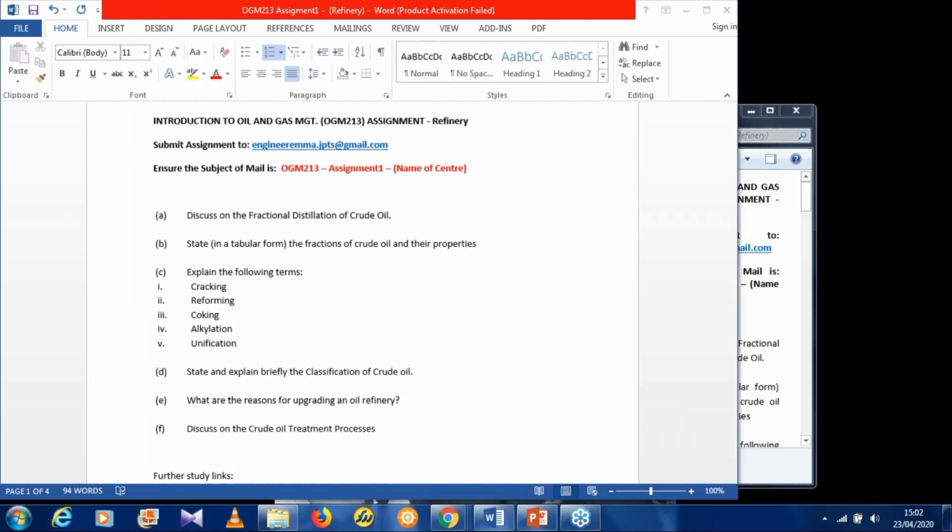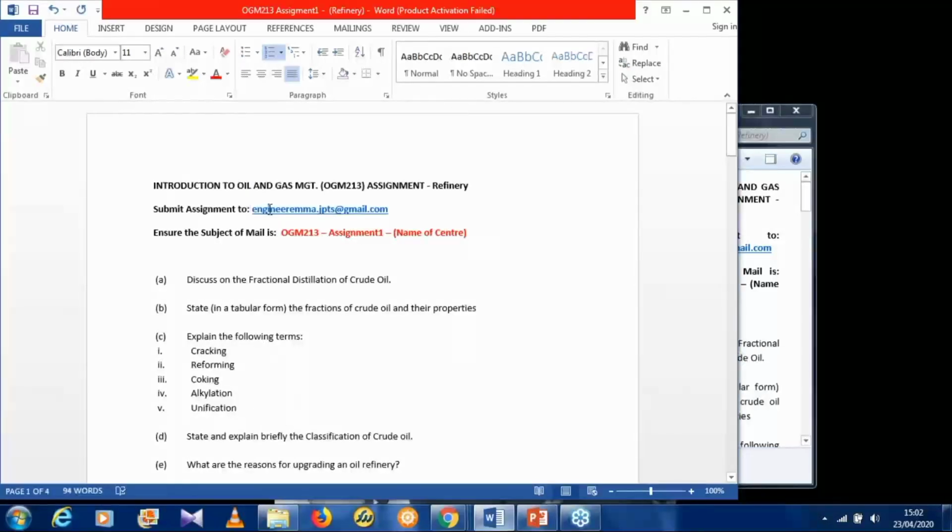Again, this is where you're going to be submitting it to engineering.jpts@gmail.com, and make sure the subject of your mail is OGM 213 dash assignment dash your center, the name of your center. If it is Togo, or if it is Kafanchan, or if it is Sokoto, wherever it is, you put the name of your center, that's the name and the state, name of center, and city, so you can trace that.